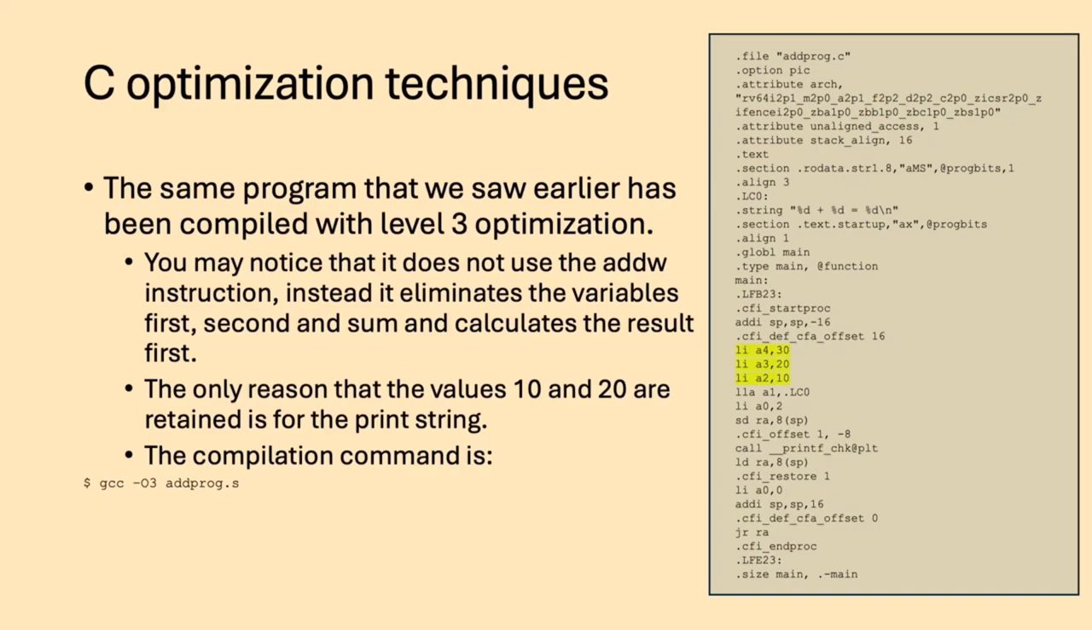Constant propagation will replace the variables with their values. So it can replace the variables first and second with the constants 10 and 20. So instead of a statement like sum equals first plus second, the compiler can substitute sum equals 10 plus 20.